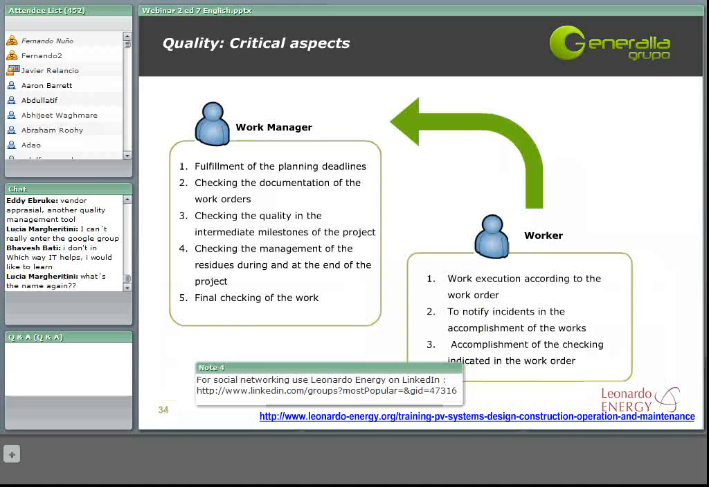Whereas the workers should execute their work according to the work order from the manager. They should notify every incident that occurs during their work, and they should accomplish the working order that has been given to them by the manager.